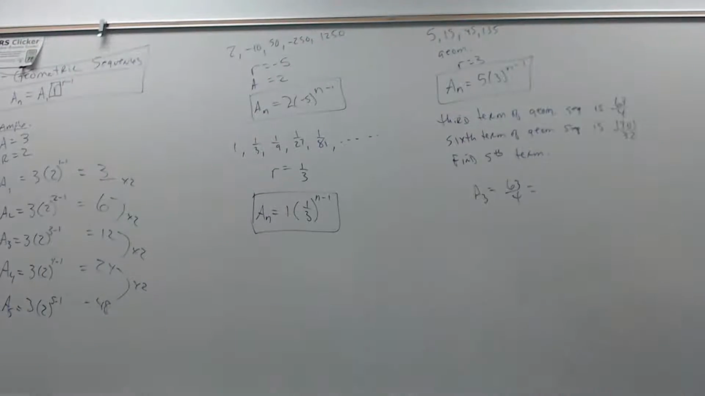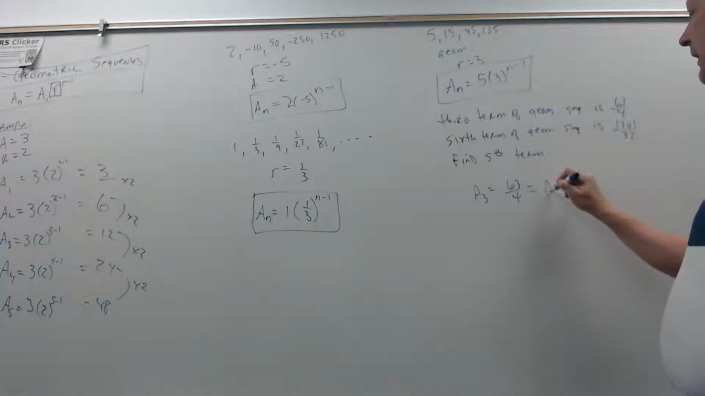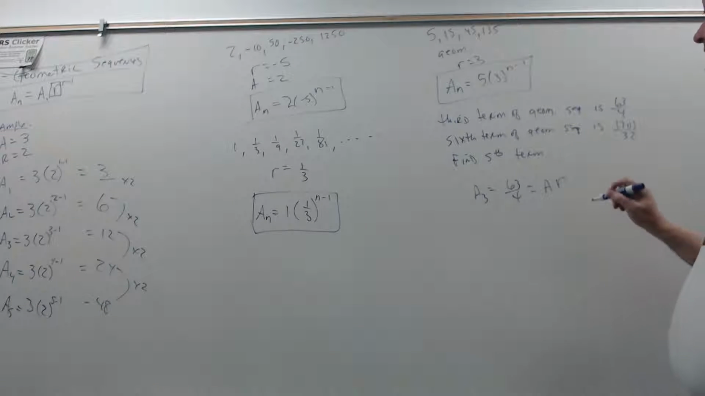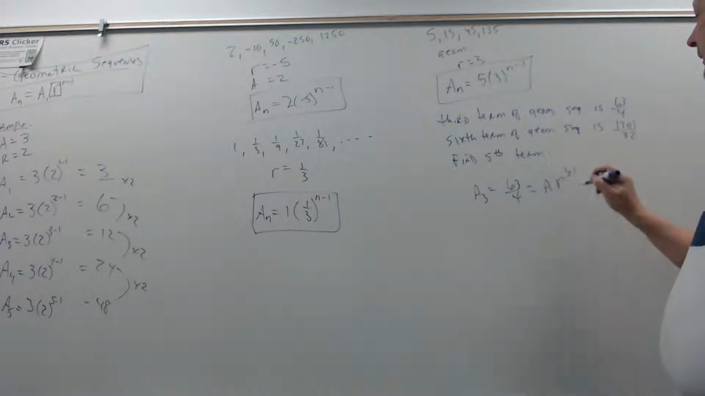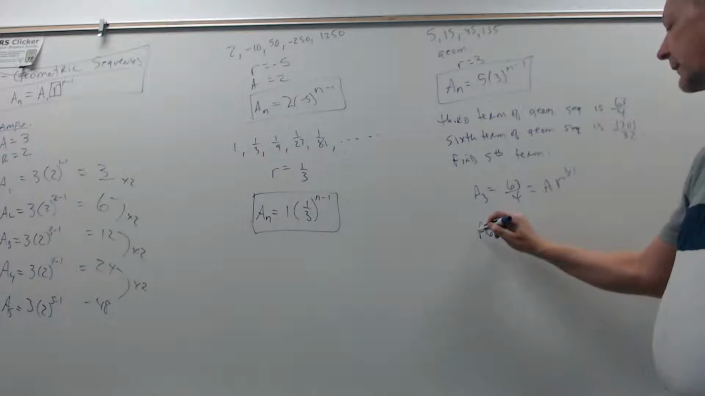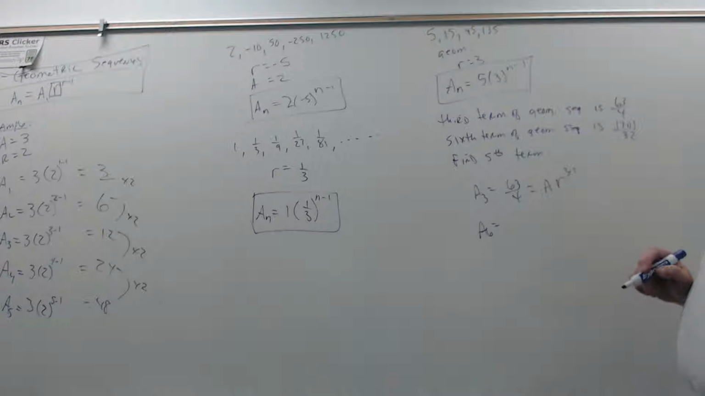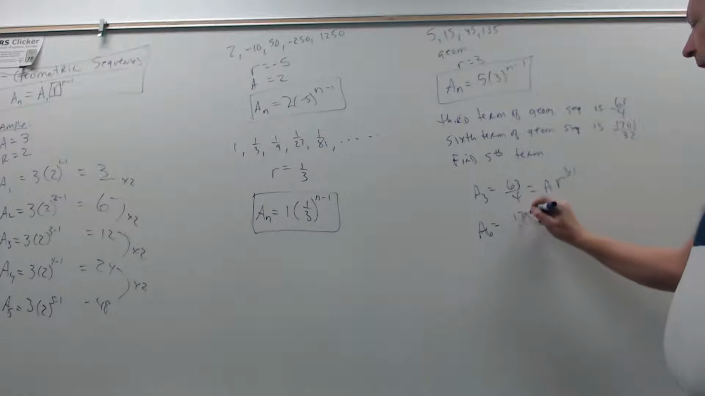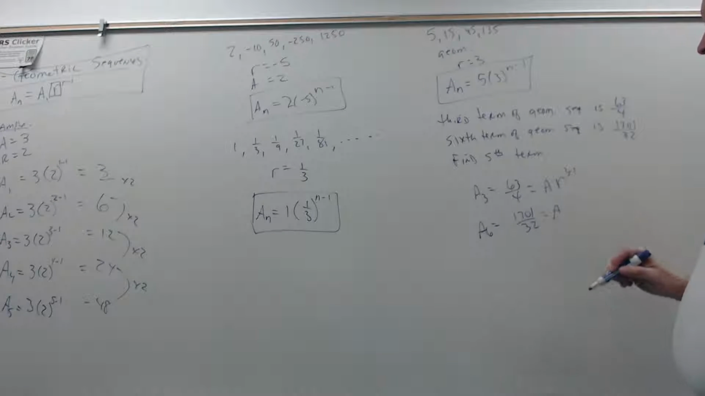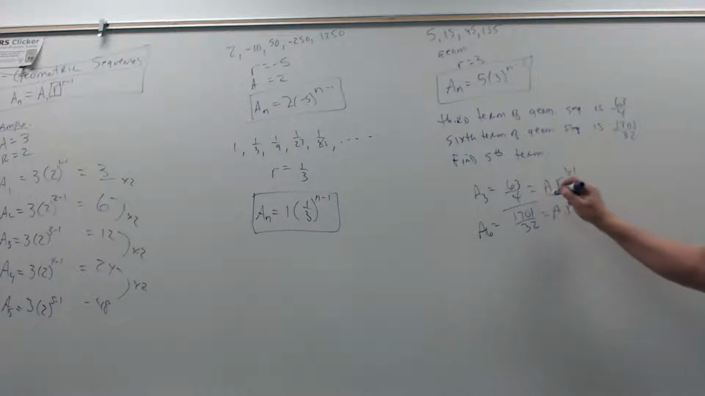we don't know what a is yet, do we? It would be a times r, which we don't know yet either, to the 3 minus 1. Okay? And a sub 6 would be 1701 over 32, equal to a sub 1 times r to the 6 minus 1. Okay? So essentially what we could do is if we divided these two, right?